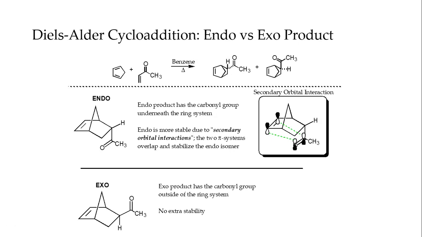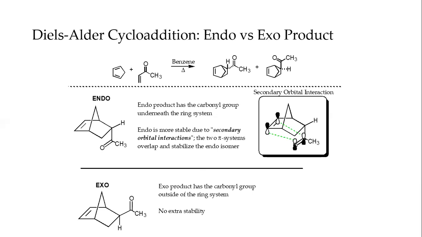And for situations like this, the endo product is usually favored, right? And the reason it's favored is because of right here, right? You can see that the pi bond, the carbonyl pi system here, is able to align itself with the pi system here. So that's what this drawing here is indicative of. So you have a pi system here, you got a pi system here. Anytime you can have that type of pi overlap, you're going to get some stabilization.